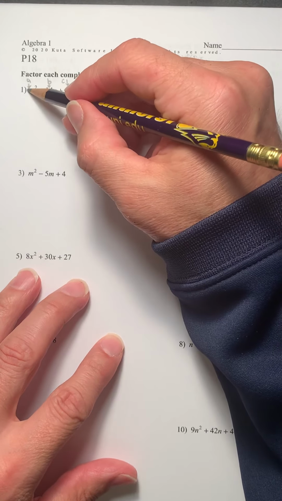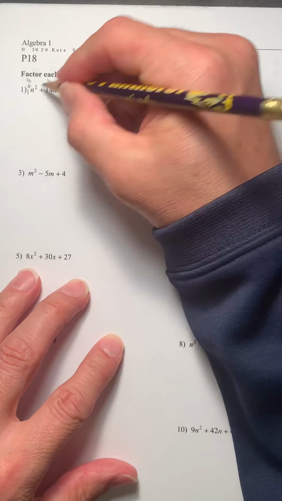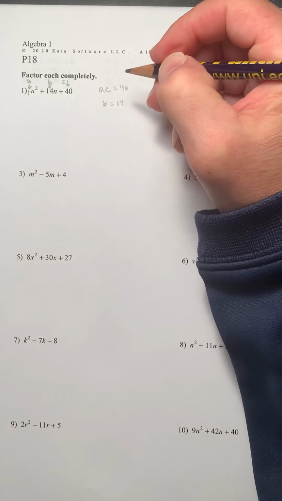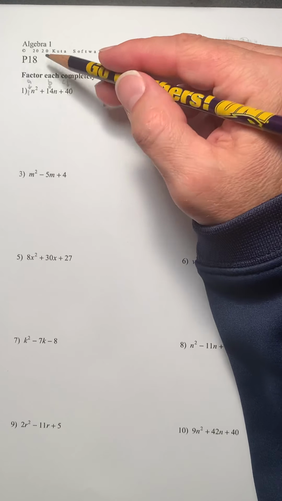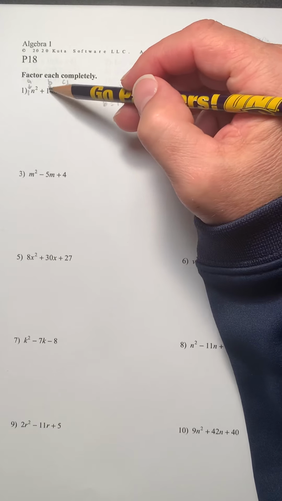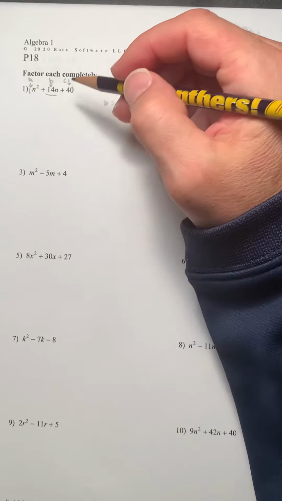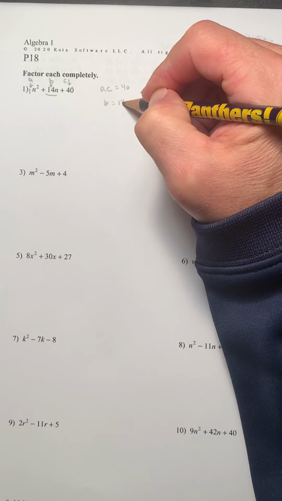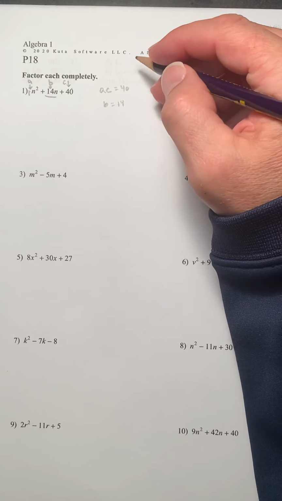And what we're going to do is take the A value and multiply the C value. So in this case, we have 1 times 40 is 40. The B value is 14. Our job, and this is the new stuff for the factoring part of it, remember last assignment, the P17, we already had the 4 terms. We're trying to turn this 14n into 2 terms. We're going to split it up into 2 terms. And the way we do that is we have to find 2 numbers that add up to that 14, but multiply to the 40 that we get when we do A times C.